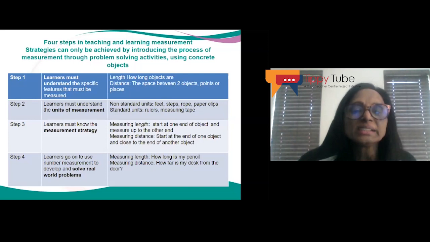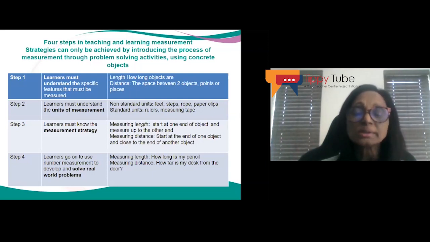The units of measurement for length is non-standard units, which include feet, steps, rope, paper, and so forth. And then you have standard units of measurement, which include rulers, measuring, and tape. And step 3 is learners must know the measurement strategy.